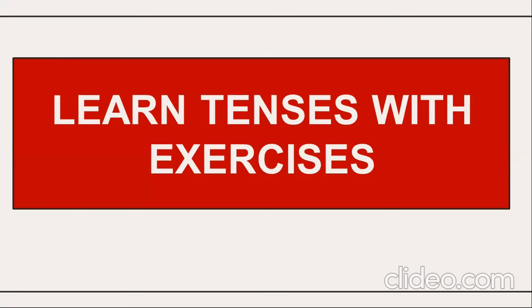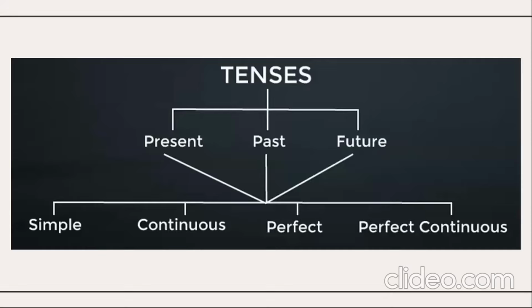This is Mukesh Soni. Friends, tenses play a very important role in English grammar, and in this video we'll learn the tenses with the help of exercises. And before that, let's know which are the three tenses we have in English. There are three tenses in English: present, past and future. Each tense has four aspects: simple, continuous, perfect and perfect continuous.